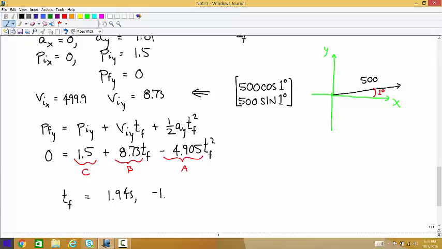Negative 1.57? 0.157. 1.157? No, just negative 0.157. 0.157. Okay, and we want the positive one, so not that one.